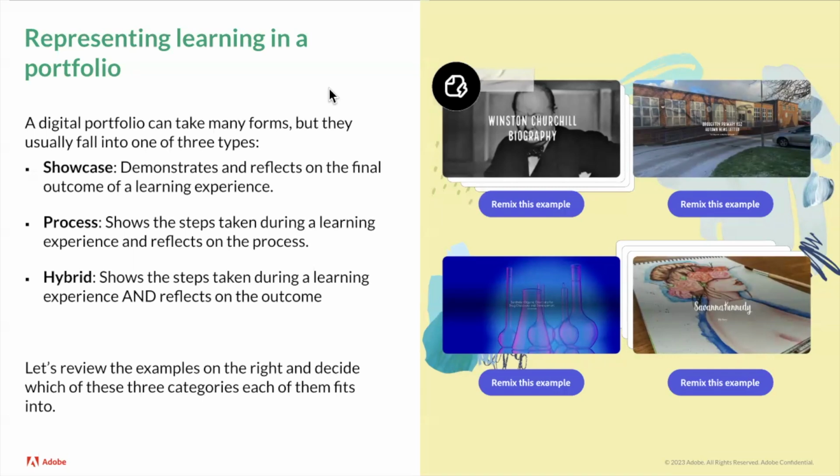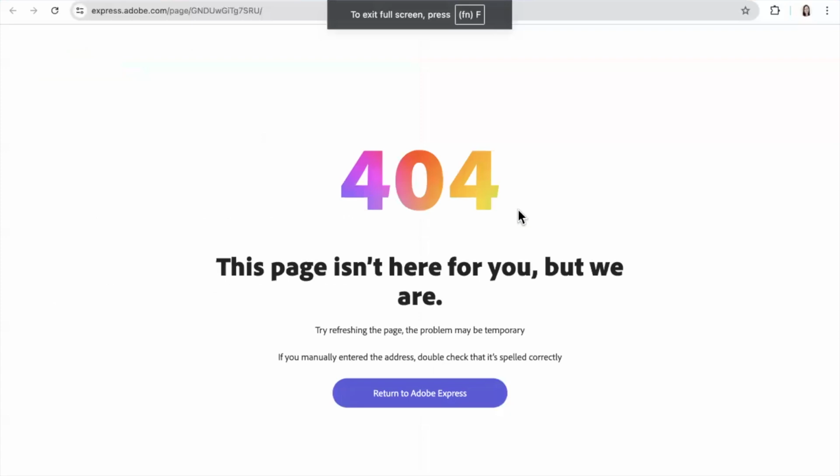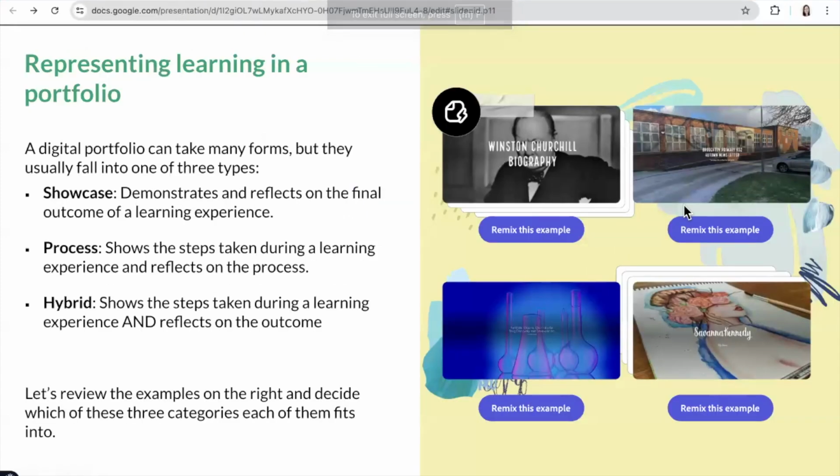But then you have what's probably the best of both worlds, and that is the hybrid portfolio. The hybrid portfolio is just a combination of the showcase and the process. It shows all of the steps, and then it reflects on the final outcome. These are all live links. And if you click on this, it's going to give you all, okay, well, that one was working earlier. So you can remix this template right here, and I'll fix that other one for you.